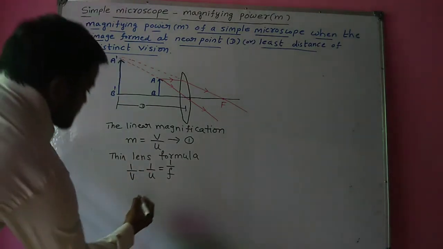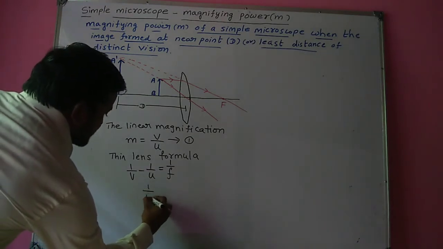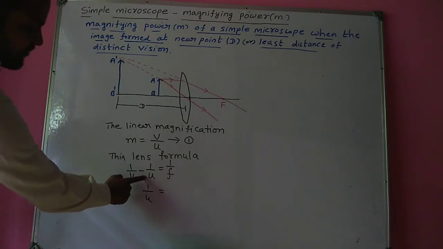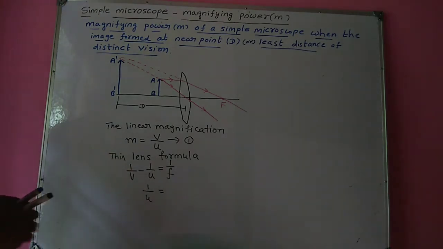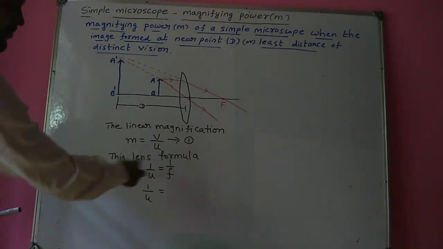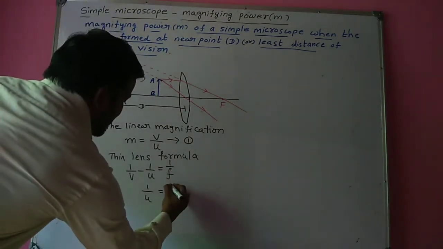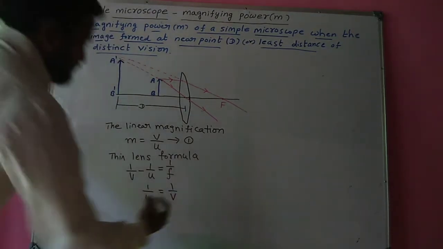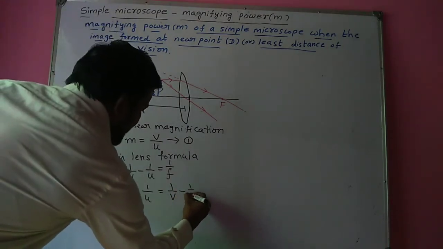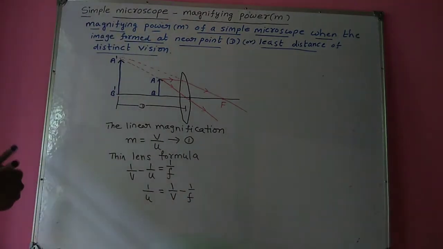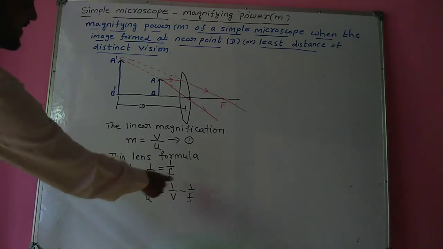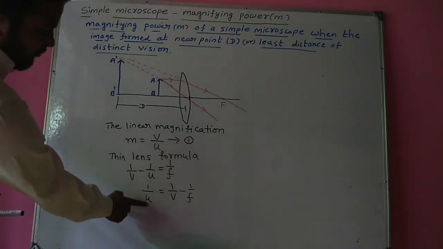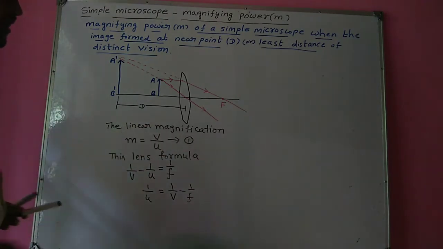From this formula, you can write 1 by U. If you take the minus 1 by U to this side, it becomes plus 1 by U. And if you transfer the 1 by F to the other side, it becomes finally 1 by V minus 1 by F. So 1 by U is equal to 1 by V minus 1 by F you will get. Now let us substitute the value of 1 by U in equation number 1.